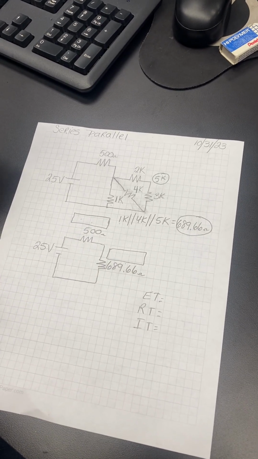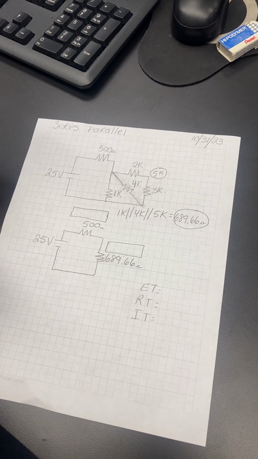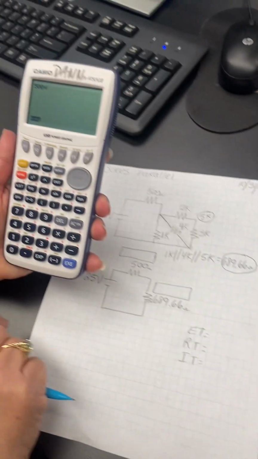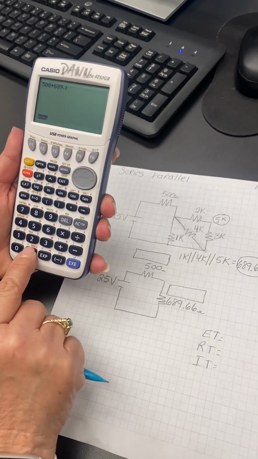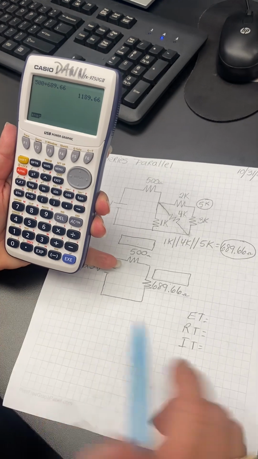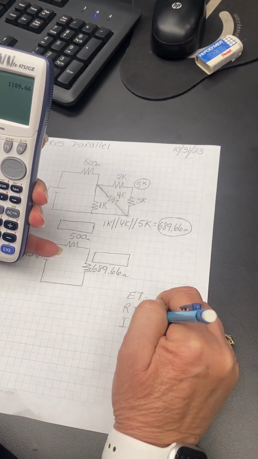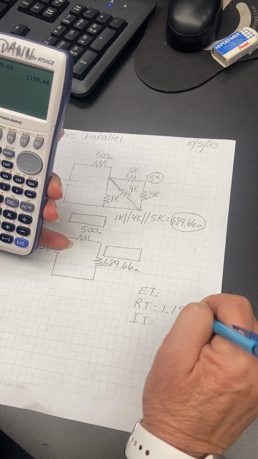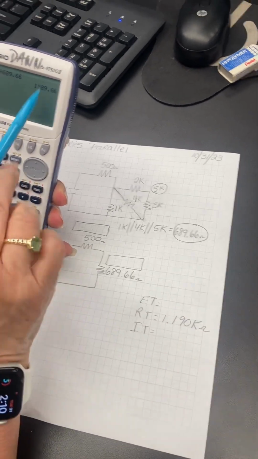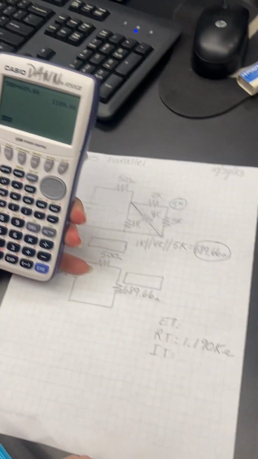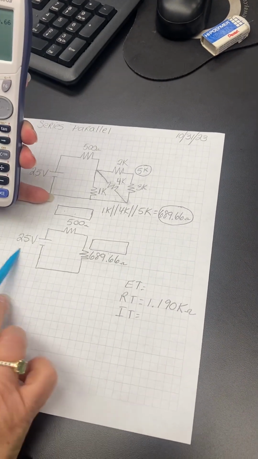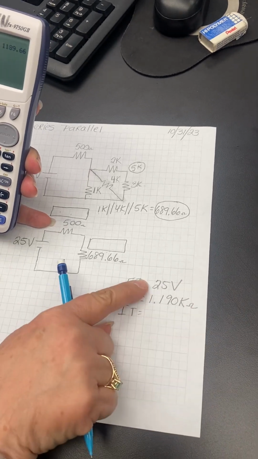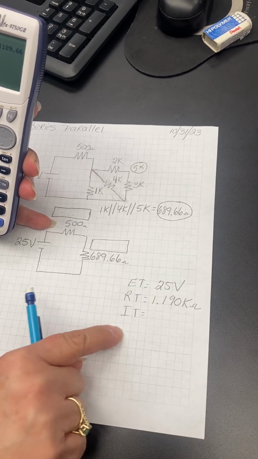So we take E total of 500 plus 689.66 ohms, and we get 1.190K ohms because of the rounding, right? So then E total we know is 25 volts. So we can take 25 volts divided by R total to get I total.